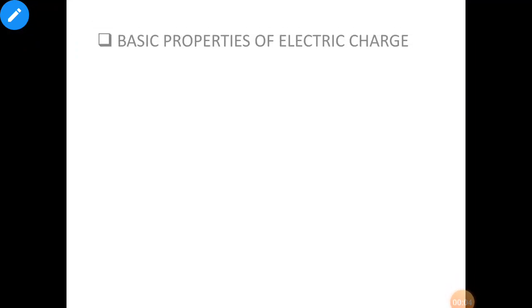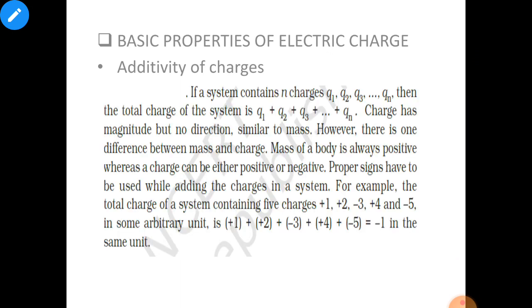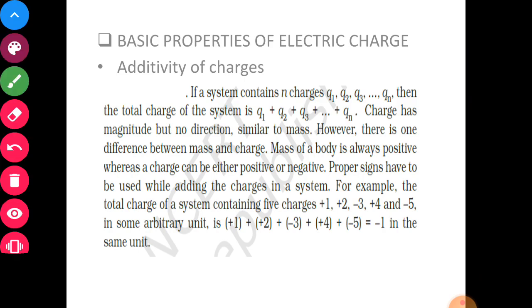Today's topic is basic properties of electric charges. First of all, this is the additive property of charges. All the charges which are present in the space, if you want to add them, then you have to take the algebraic sum. Now, what is algebraic sum? Say you have these charges q1, q2 up to qn, then you have to take the addition of all these charges. Okay, but you have to take into consideration the sign of the charges.